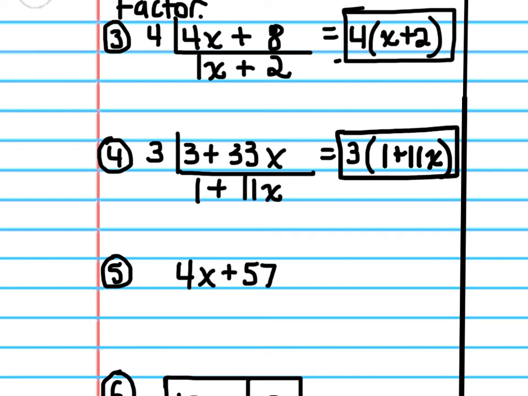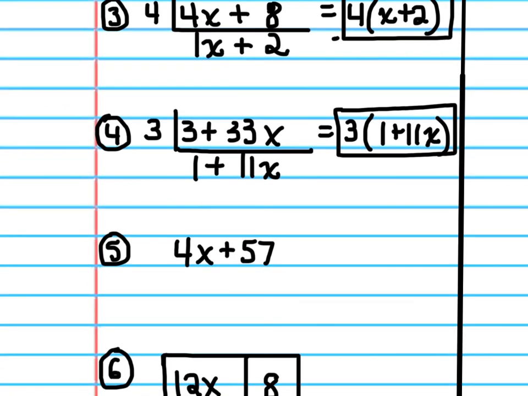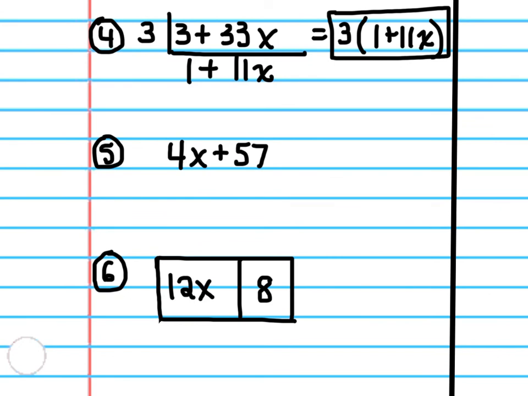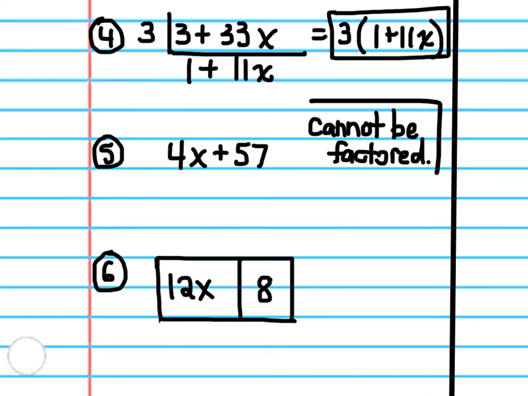Now let's look at number 5. On number 5, we have 4x plus 57. So we're going to factor. And if you noticed, 4 and 57 don't have any common factors other than 1. So when you see that it cannot be factored with any number other than 1, we write cannot be factored. So let's write that, and that's all we would put for our answer on that one.